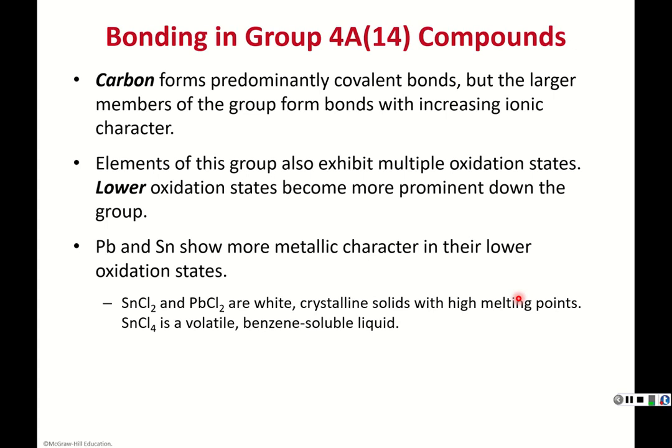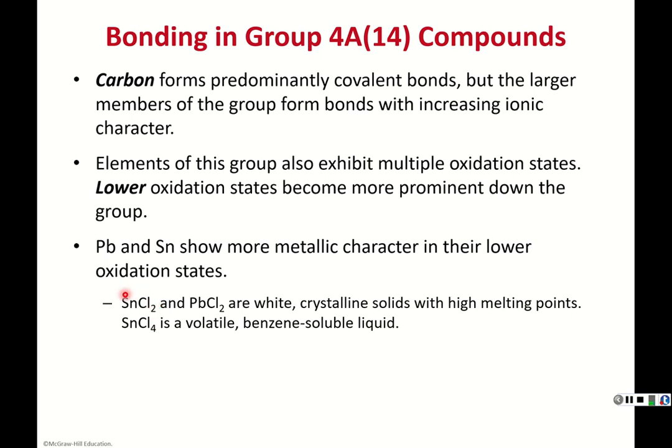So bonding in this group, carbon, as we've talked about, forms really covalent bonds. Larger members of the group can form bonds with more ionic character. So as you go down that group, you get increasing ionic character in the bonds. Elements of this group also exhibit multiple oxidation states. The lower oxidation states become more predominant down the group. Lead and tin show more metallic character in their lower oxidation states.